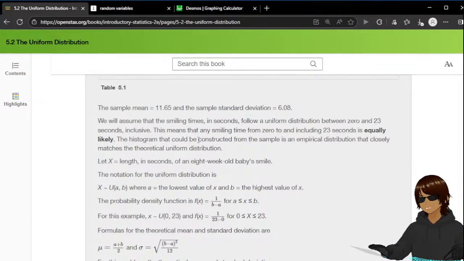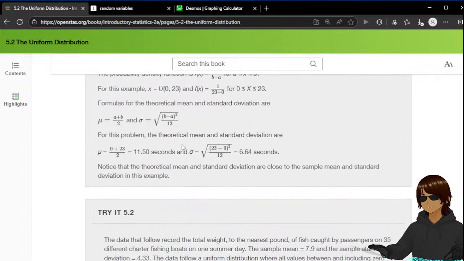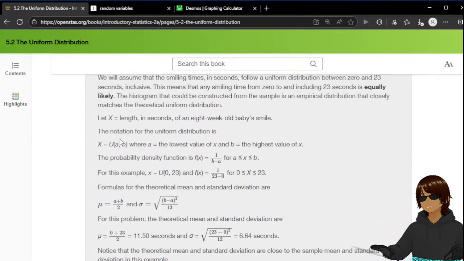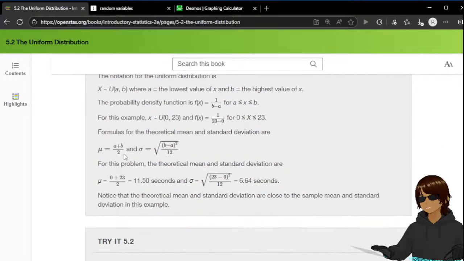The histogram that could be constructed from a sample is an empirical distribution that closely matches the theoretical uniform distribution. So x is the length in seconds of an 8-week-old baby's smile. The notation for a uniform distribution is U(a, b), where a is the lowest value and b is the highest value. The probability distribution is 1 over b minus a. And the theoretical mean and standard deviation.